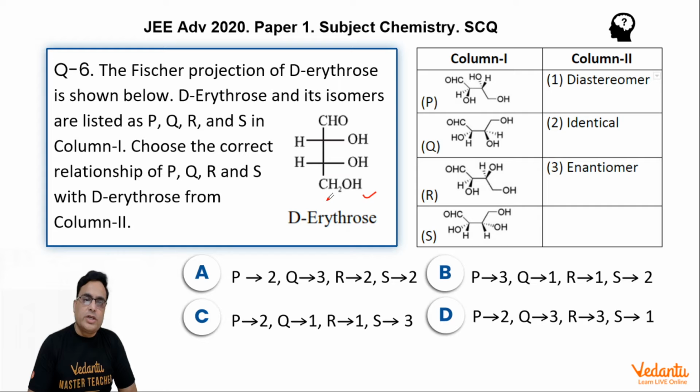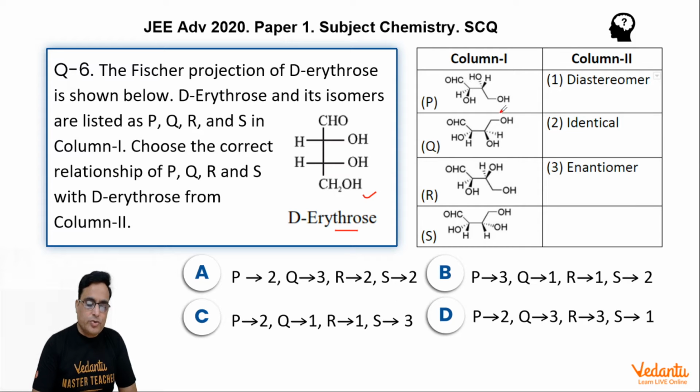Then Q with D-erythrose, whether it is diastereomer, identical or enantiomer, like that for R and S also. You have to establish the relation between D-erythrose and any of P, Q, R and S. Make a pair with P, Q, R and S separately and find out the relation from column 2. And answers are given like that, okay? So let us start. Let us solve this question.